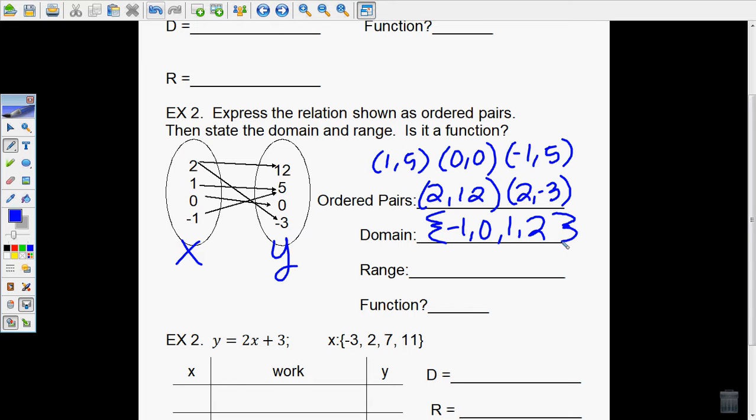How do we feel? Good. Say true. Great. Okay, so then the set for my range would be -3, 0, 5, and 12. Perfect. And that would be it.